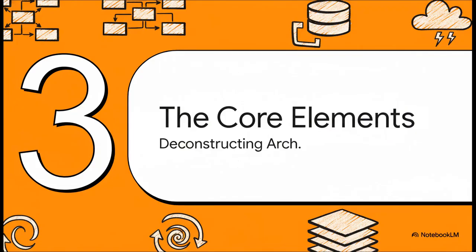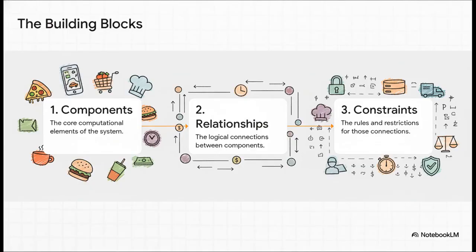Okay, so if architecture is this big picture city plan, what's it actually made of? Well, it turns out you can pretty much boil any software architecture down to just 3 core building blocks: components, relationships, and constraints. Yep, that's the whole shebang. You can think of it as the nouns, the verbs, and the laws of your system. So let's break each one down, and we'll stick with our food delivery app example to make it super clear.